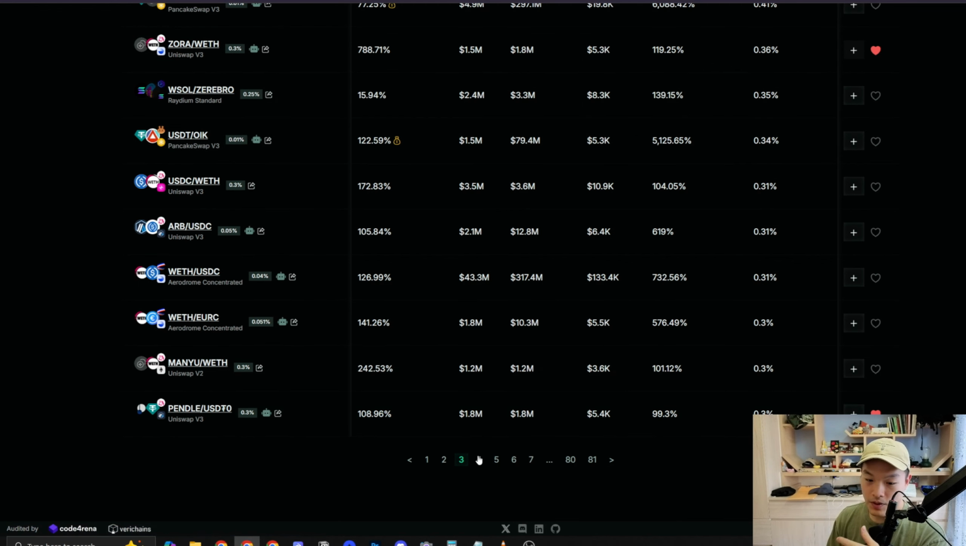For example, some people consider Chainlink a more blue chip asset, right? So if I want to keep track of that, I could do that. So that's how you can filter for different pools.